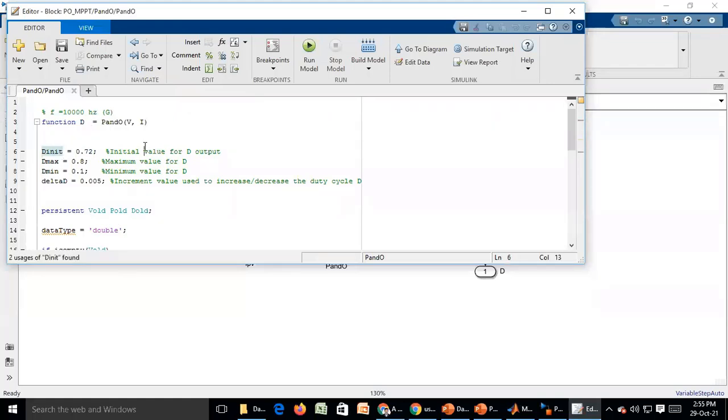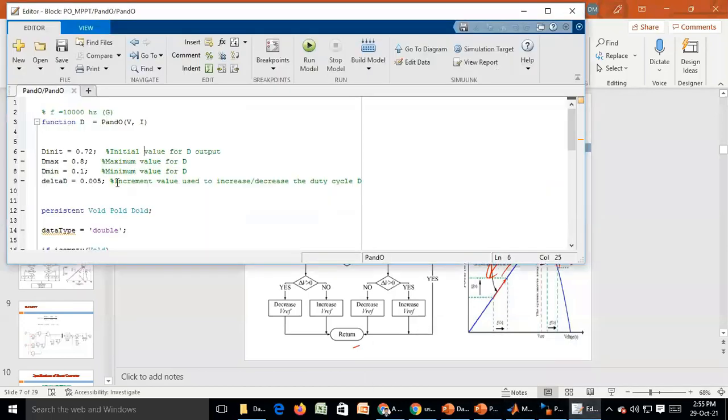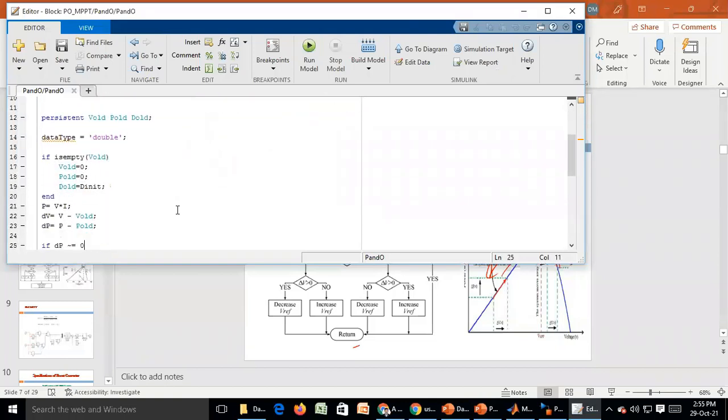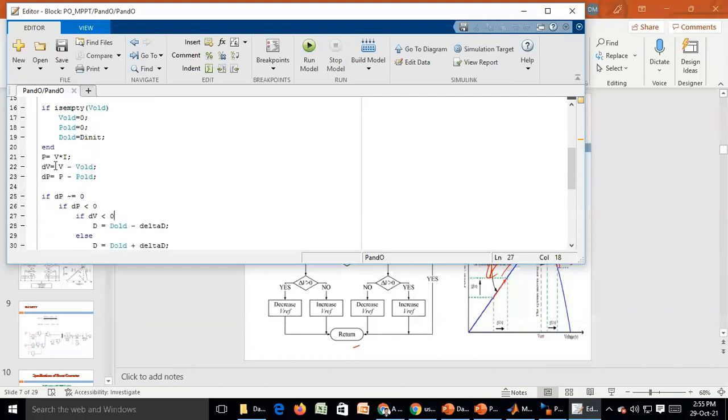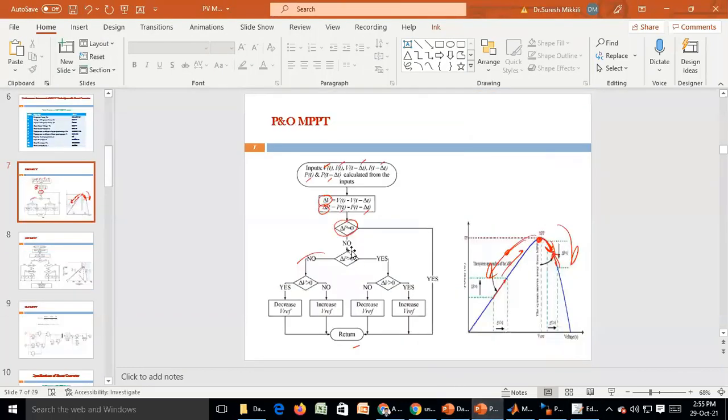Initially, how much duty ratio we need to consider, what is the maximum, what is the minimum, and if any change comes, how much it should jump. So it has to jump by 0.005. Then we have considered the model P is equal to V into I. Change in voltage is V minus V old. Change in power is P minus P old. The same thing I have taken here.